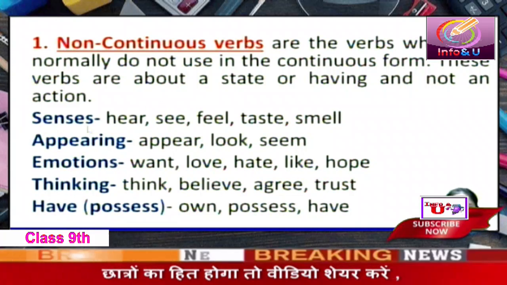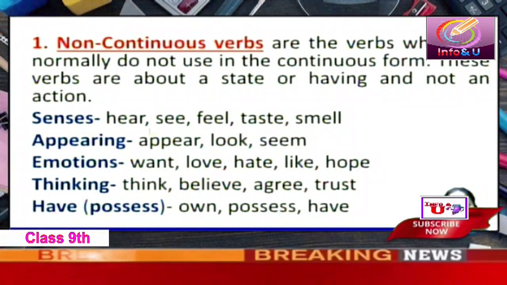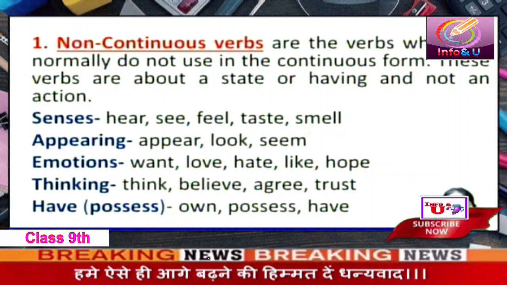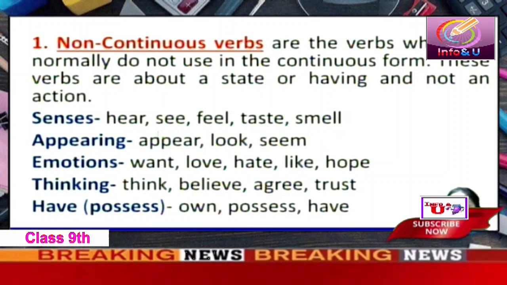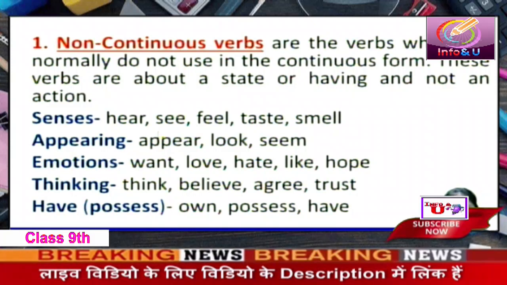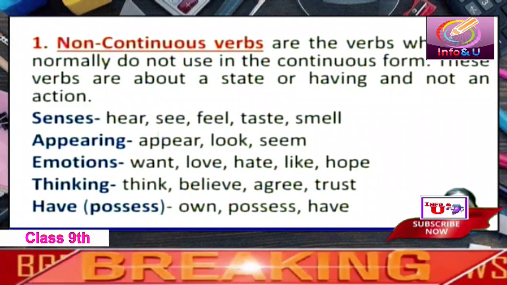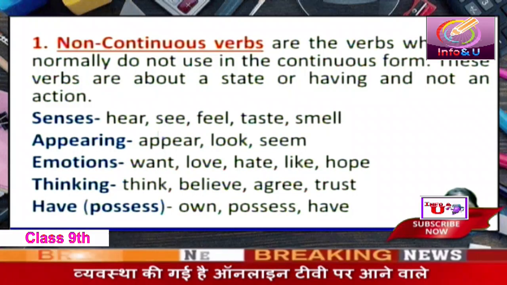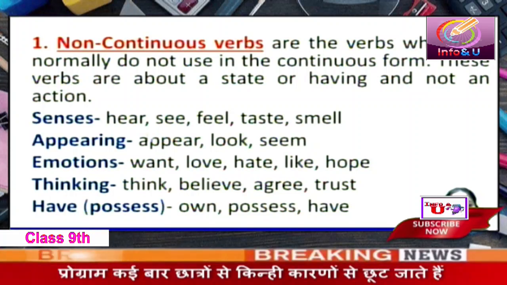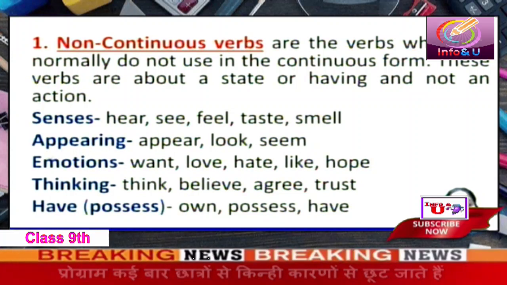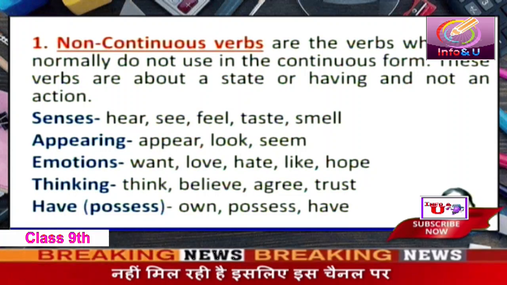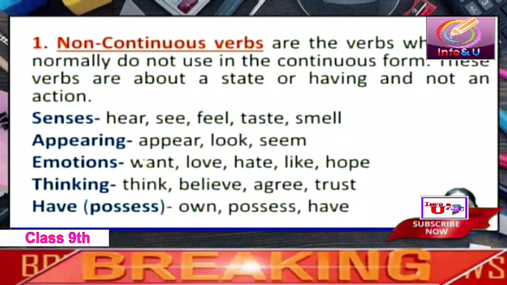For senses, whatever we feel through our senses like hear, see, feel, taste, smell, we don't say I am seeing a cloud. We say I see a cloud. Even when we are able to see it right at this moment, we don't say I am seeing the cloud. We say I see the cloud. Appearing: how a thing appears or seems to us. Appear, look, seem. This is a state. So again, we don't use the continuous form of these verbs.